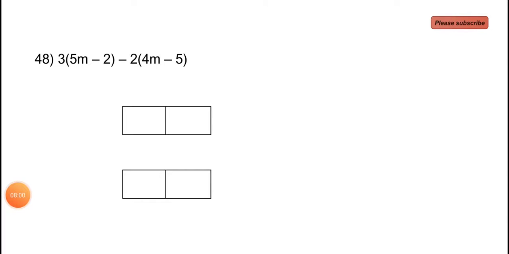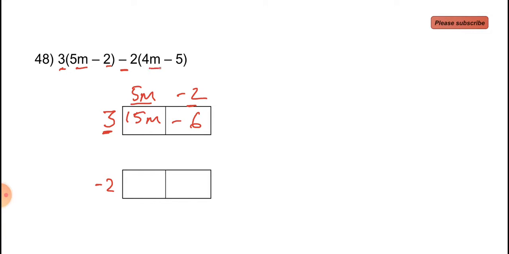Question 48. So because I can see a 3 here, the 3 will come outside the bracket, and the 5m minus 2 will come on the top. So what's 3 times 5m is 15m, and what's 3 times minus 2, that's minus 6. Now here I can see minus 2, so that comes to the left, and inside the bracket I've got 4m minus 5, which will just come on the top here.